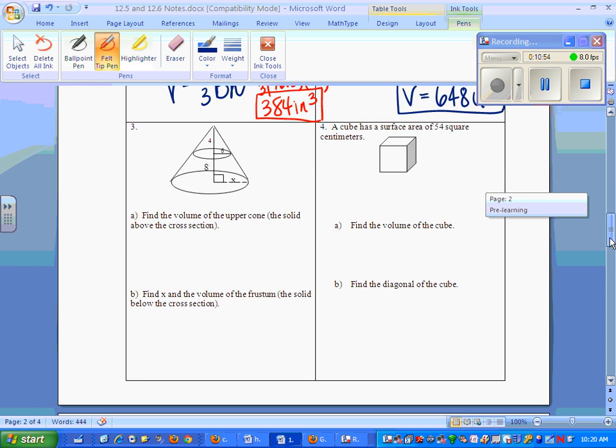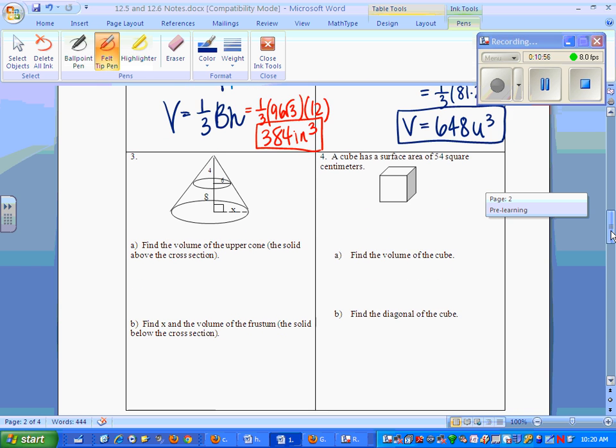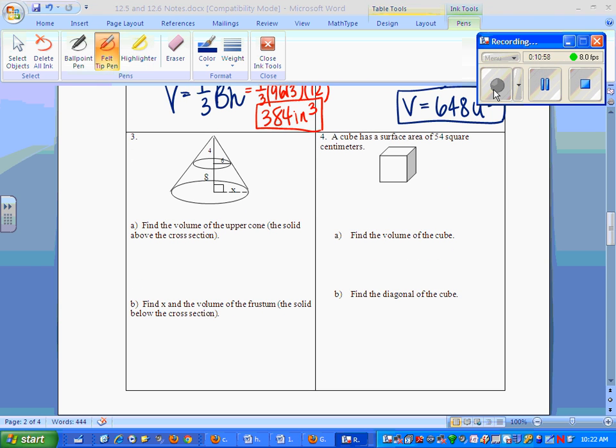Okay, moving on. Last two examples. Okay, moving into cones. We want to find the volume of the upper cone. Okay, solid above the cross section. So I'm looking for this cone up here first.